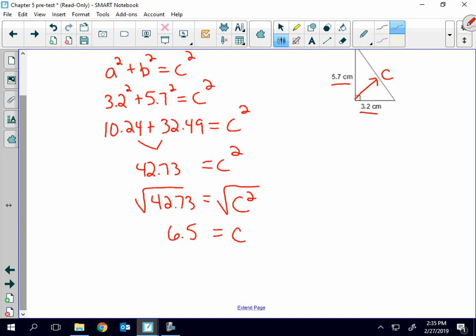And just so everybody can see how I got that, just in case, the square root of 42.73 is 6.5368, blah, blah, blah. So we are rounding to the tenths place. We look at the next one. Since it's a 3, it tells me I need to stay at a 5. If this number were 5 or bigger, it would round up to 6.6. But since it's a 3, it stays 6.5.